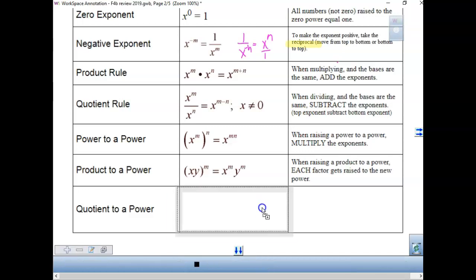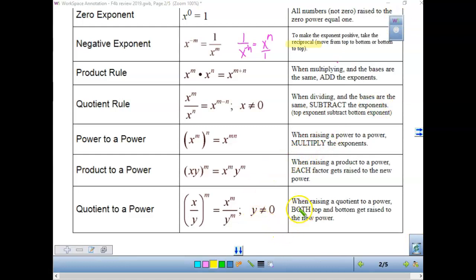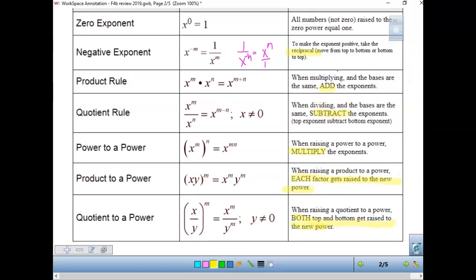And the same thing with our quotient one. If you have a numerator and denominator, they both have to be raised to that power. So when you are looking at those, make sure that both the top and bottom get raised to the power. Here, each factor gets raised to the new power. Our multiplying, subtracting, adding, reciprocal, and then always 1 as we are taking a look at that.